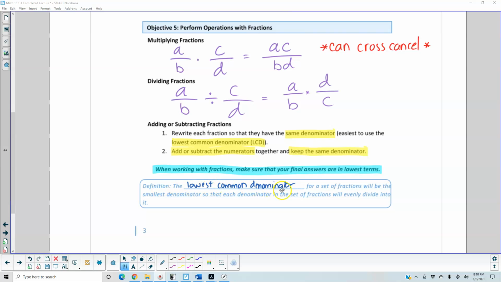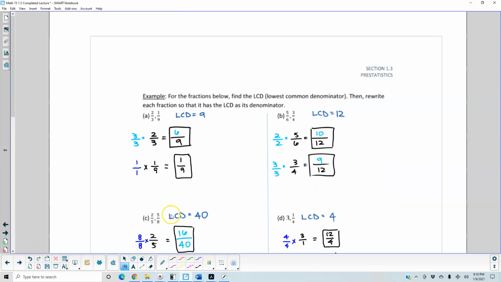Definition: the lowest common denominator for a set of fractions will be the smallest denominator so that each denominator in the set of fractions will evenly divide into it. So let's take a look at examples here. For the fractions below, find the LCD, the lowest common denominator, then rewrite each fraction so that it has the LCD as its denominator. So the two fractions we have here are 2/3 and 1/9. The LCD is equal to 9.